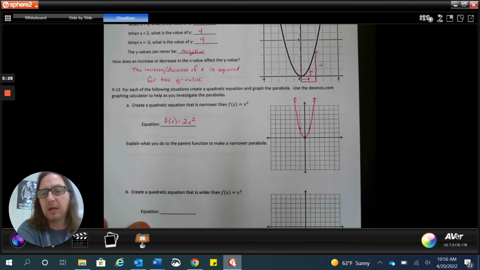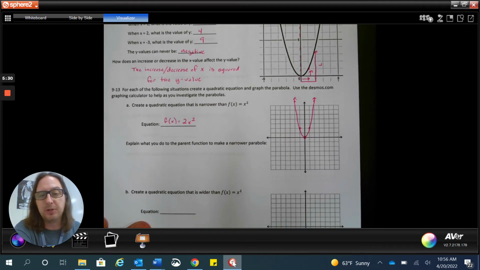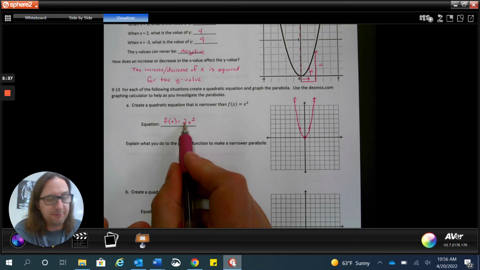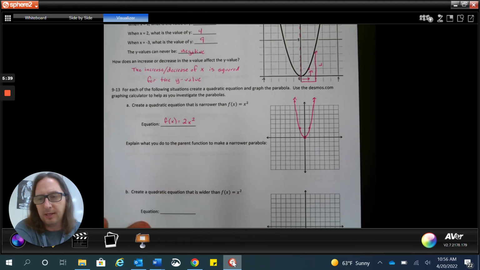Got some skills. All right, explain what you do to the parent function to make a narrow parabola. Well, we have a coefficient in front of the x squared, and we make the coefficient bigger than 1.